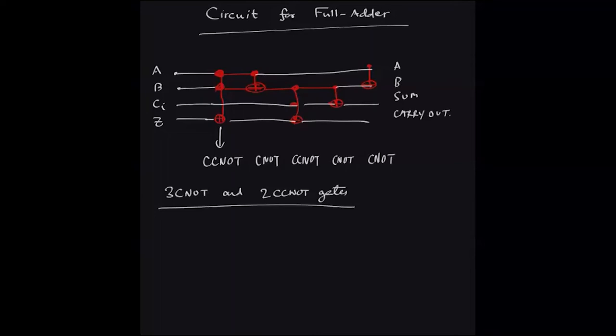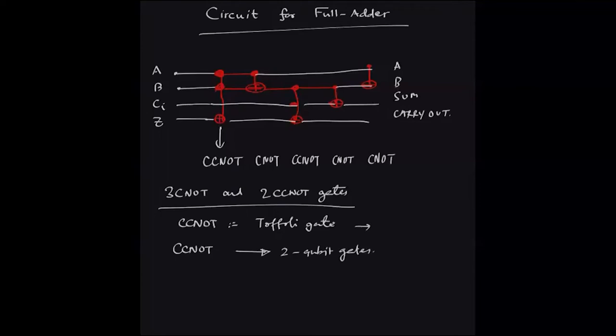The gates we see in the circuit are already something we have seen. One thing to note is that the CCNOT gate is also referred to as the Toffoli gate, after the Italian mathematician Toffoli. It's a 3-qubit gate. But the good thing about the CCNOT gate is, even though it's a 3-qubit gate, it can be decomposed into 2-qubit gates.